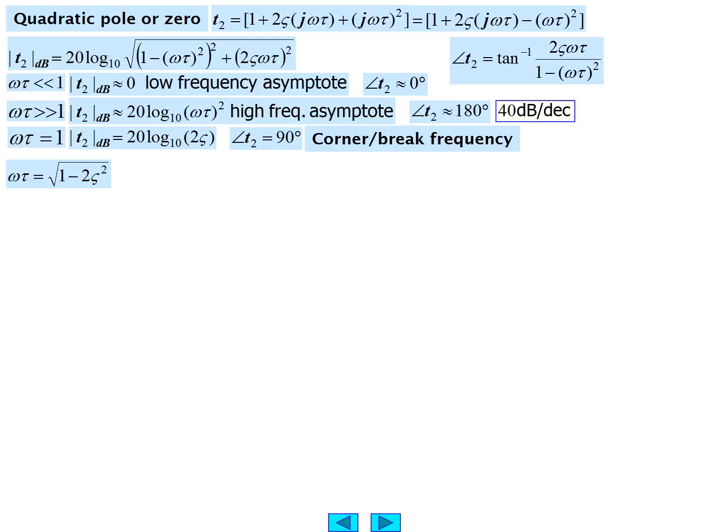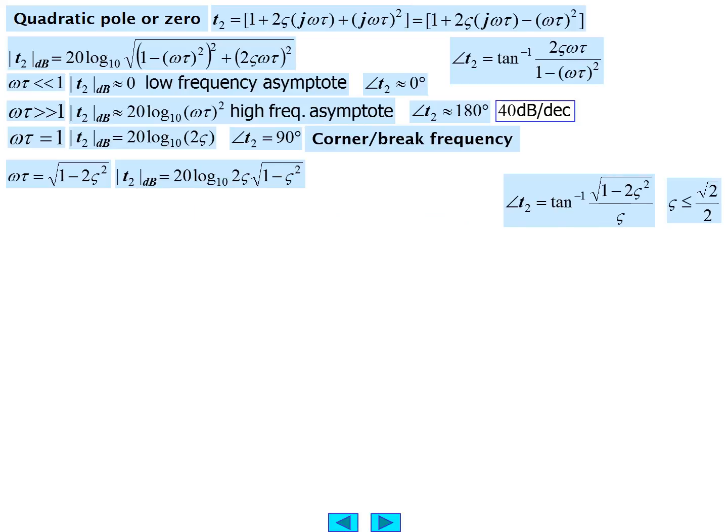Omega tau then is equal to the square root of 1 minus 2 eta squared, and therefore the magnitude of T2 in decibels is 20 log to the base 10 of 2 eta times the square root of 1 minus eta squared. The angle of T2 then is the arctangent of the y component over the x component, so that'd be the square root of 1 minus 2 eta squared divided by eta. And generally eta would be less than or equal to the square root of 2 over 2 in order to keep it real under the square root, and that's called the resonant frequency.